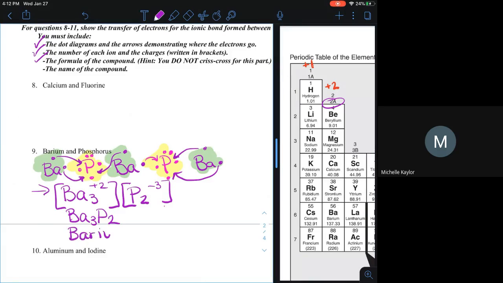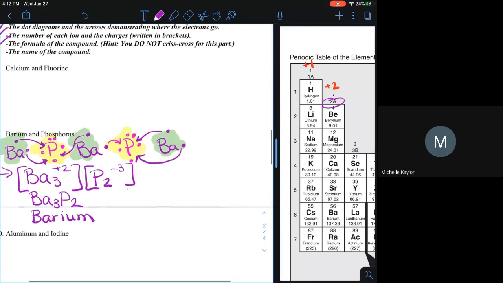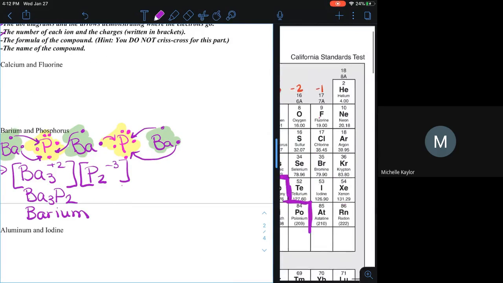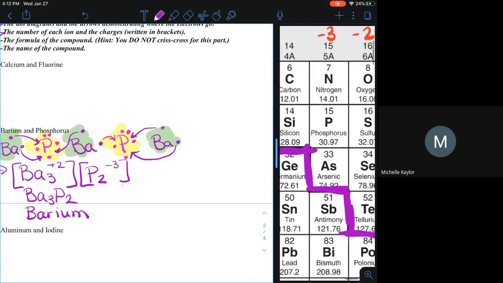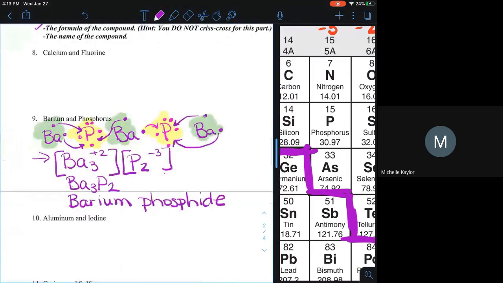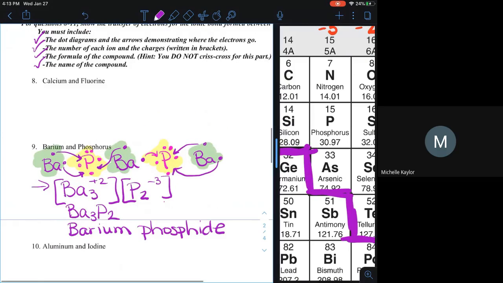With the second element, you have to take off its ending and change it to IDE. So the second element is phosphorus. So instead of phosphorus, we're going to change that to phosphide. And now you've completed the whole problem. Check that off. It is done. Make sure that you have all of those parts. So that's the long way, and we'll get to the shortcut in a second.